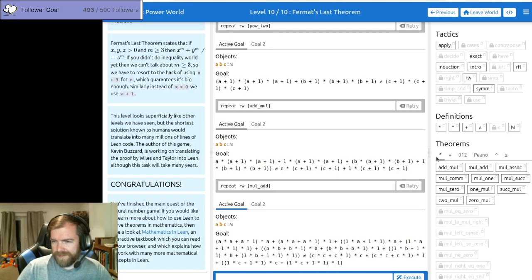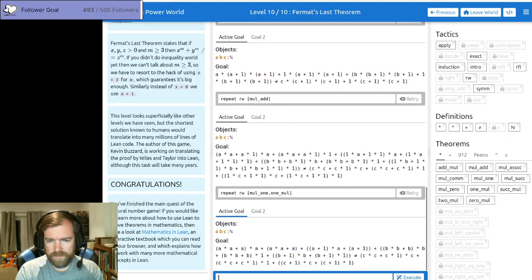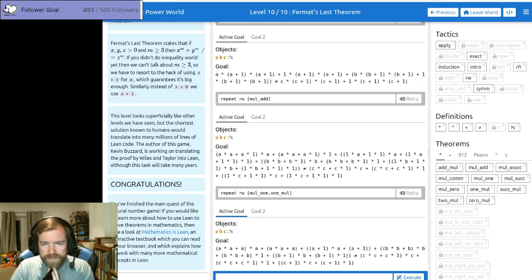Well, it's certainly interesting. Repeat rewrite of mul 1 and 1 mul. Should clean it up a little bit. Nope.